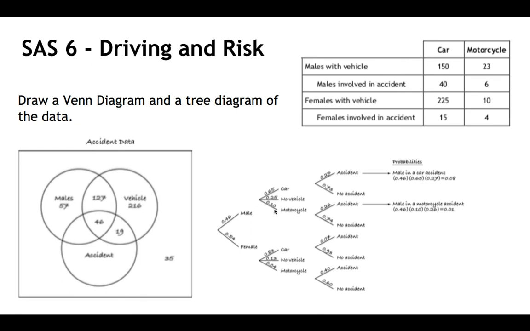We're going to go through this information. 65% have a car, 25% have no vehicle, and 10% have a motorcycle. And then those with a car, 27% have an accident, 73% do not. Male in a car accident, he says, is 8%. With a motorcycle, male in a motorcycle accident is 1%. And he wants to use this information to persuade his mother.